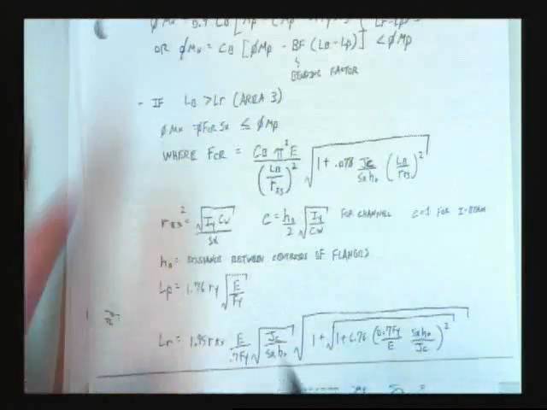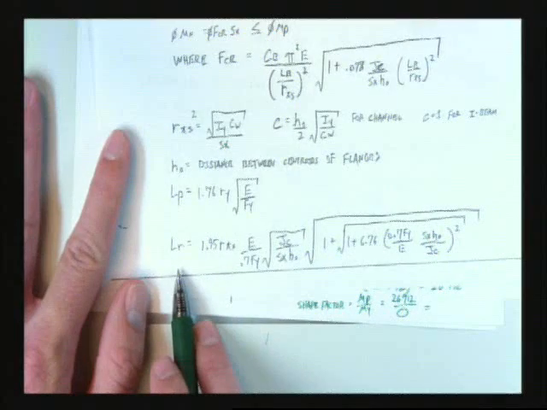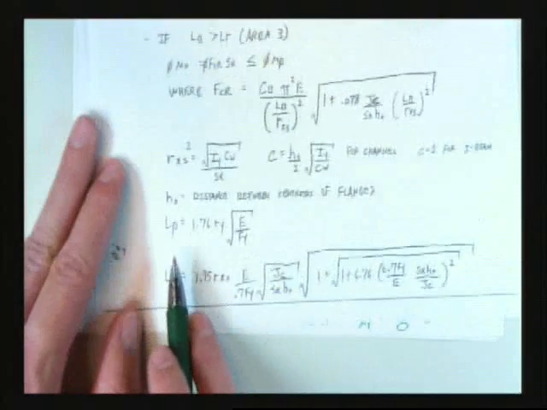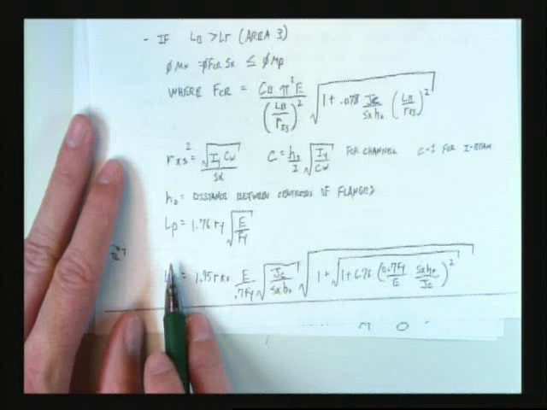Okay, this gives you all the variables. And here's the L sub P equation. Here's the L sub R equation. And the cool thing is all of this is already calculated for every rolled section in your manual, and we'll talk about that coming up in the Z tables, right? The Z tables.